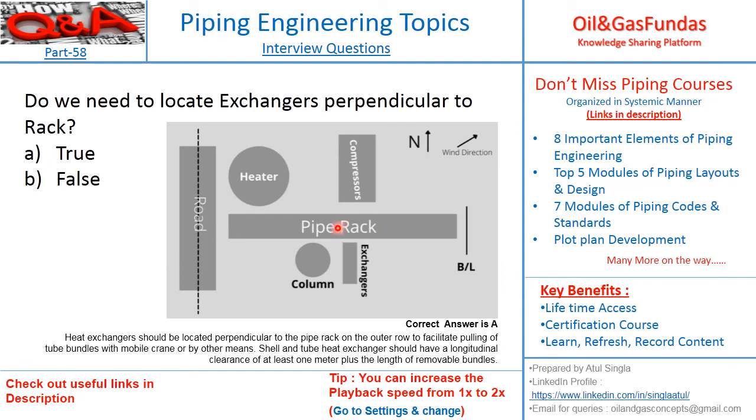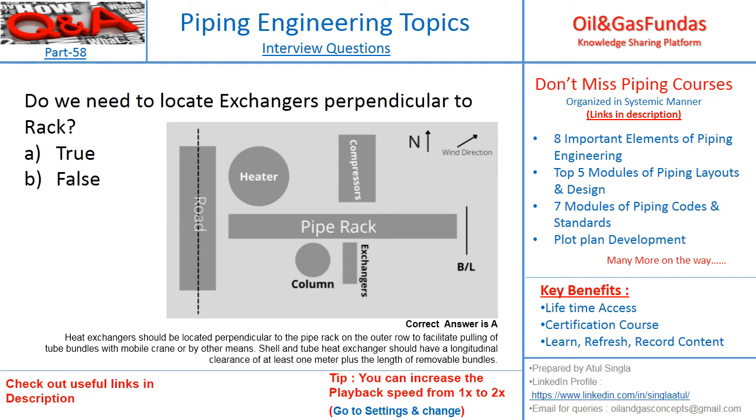Yes, this perpendicular location with respect to the pipe rack is correct. If you think about it, a heat exchanger should be located perpendicular to the pipe rack on the outer row to facilitate pulling of tube bundles. With any shell and tube exchanger, there will be a bundle which we may need to remove during maintenance activities. So this can be pulled out. If it is located like this, this may take more space as well as disturb the other items available in the plot plan. So perpendicular to the pipe rack and towards the road, the bundle removal area, this is the best location.